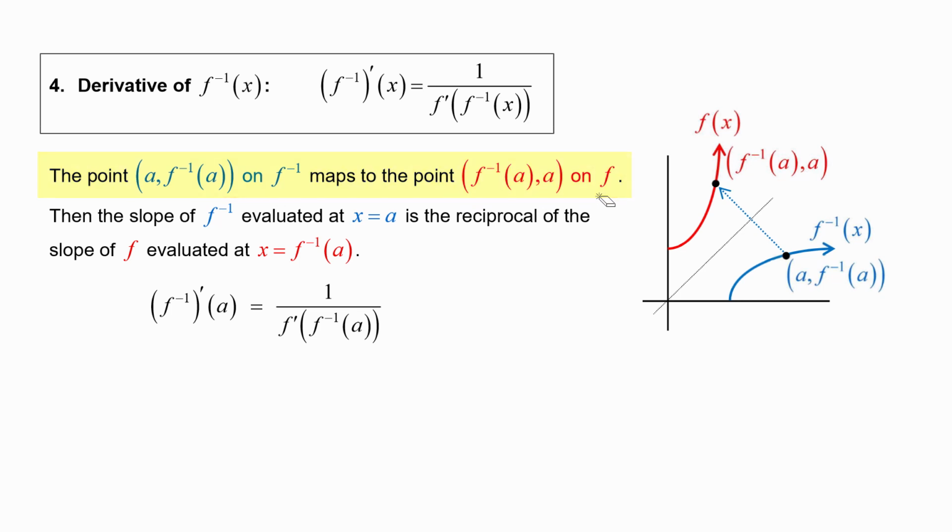So let's look at this picture. Here's the graph of f inverse of x, and we're going to pick a point a, comma f inverse of a. Now we know if we map that onto the graph of f, we have to switch x and y, so it becomes the point whose x value is f inverse of a and whose y value is a. That's all this first sentence is saying.